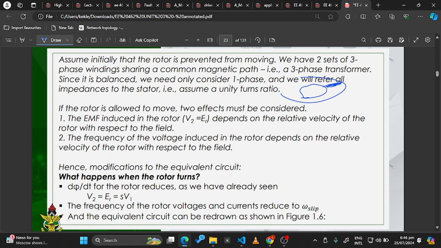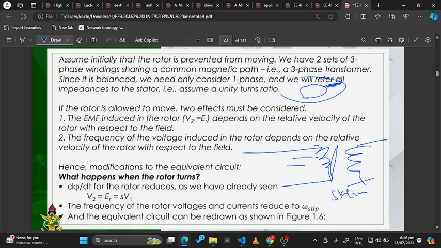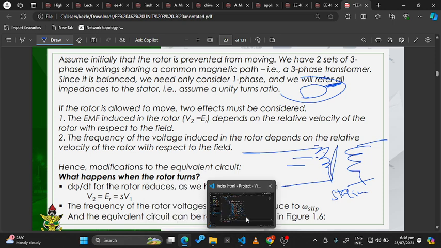In the three phase transformer, you have three phase on the primary side, then three phase on the secondary side, and they share the magnetic medium. Remember, a transformer is a stationary device. It has no moving part. Right now we are looking at the motor at a standstill, which means nothing is moving in the motor yet. So this looks exactly like a transformer. That's why I drew it like this.